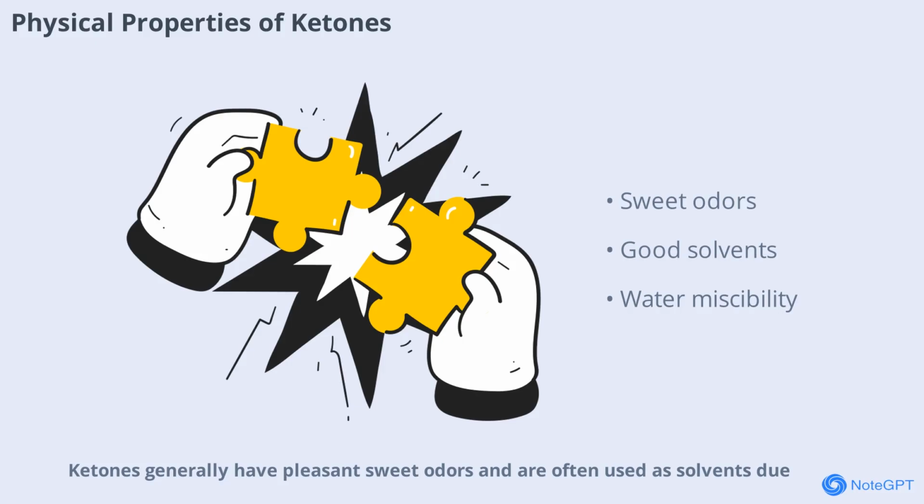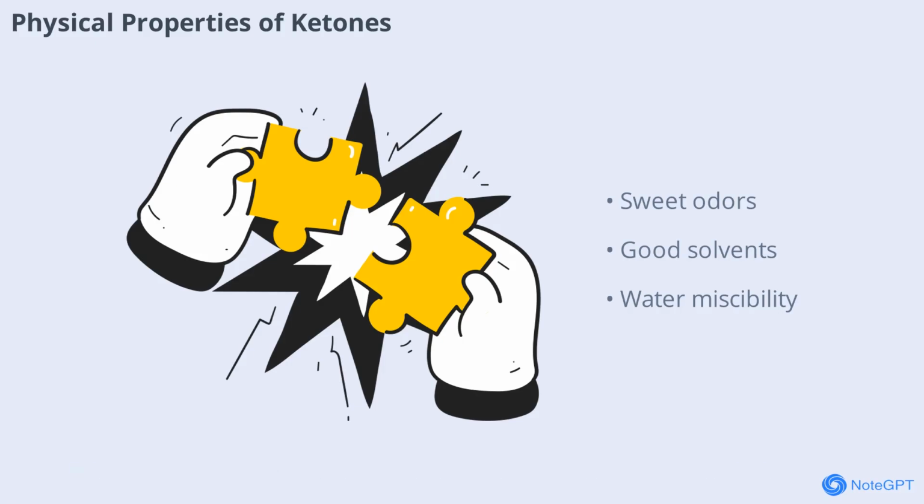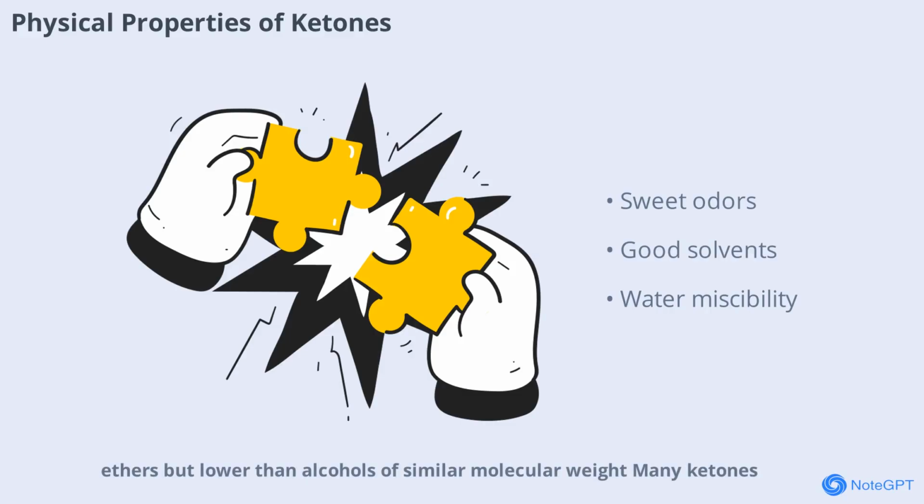Ketones generally have pleasant, sweet odors and are often used as solvents due to their ability to dissolve both polar and nonpolar substances. Their boiling points are higher than those of ethers but lower than alcohols of similar molecular weight. Many ketones, especially lower ones like acetone, are miscible with water, making them versatile in laboratory and industrial applications.